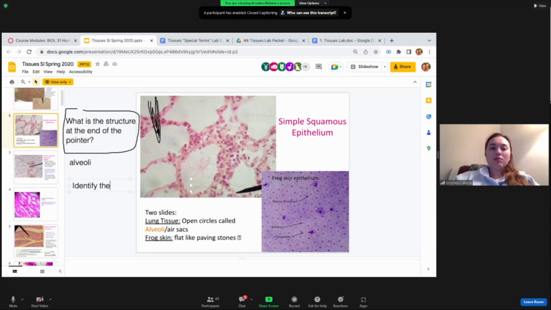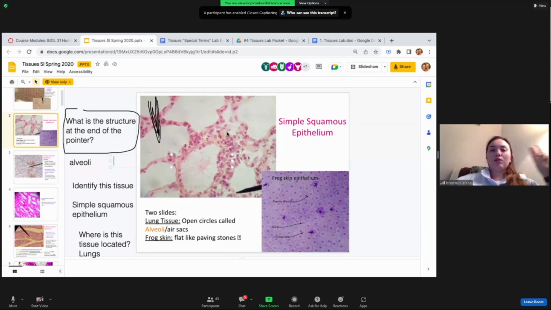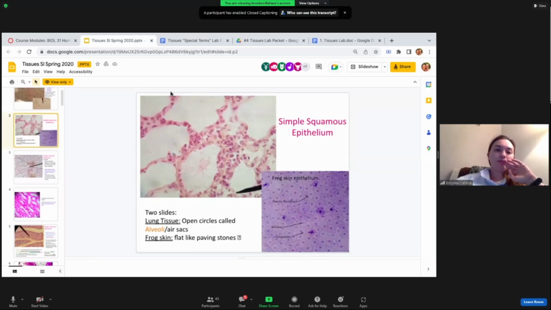So we could ask you, identify this tissue, and you should prepare for it to be a fill-in exam because there might be fill-in questions. So identify this tissue, you would write simple squamous epithelium. You need to know the full name, not just simple squamous or not just squamous, it needs to be simple squamous epithelium. And then where is this tissue located, right? And then our answer here is lungs. And then what is the structure at the end of the pointer? Alveoli. So those are kind of the three questions you can get on any tissue. So we'll keep moving through our tissues.